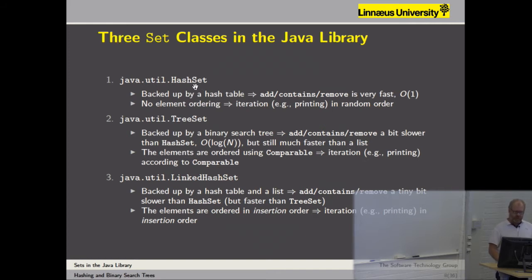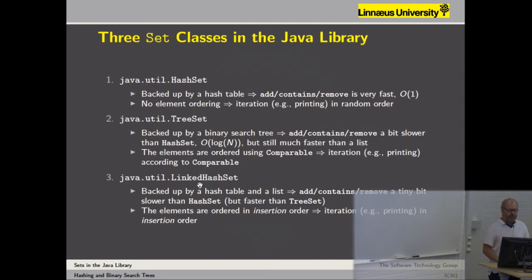Java comes with three versions: hash set, tree set, and something called a linked hash set. This one is the quickest. However, no element ordering. If you are iterating over it, they will come out in a random order. The tree set is slightly slower than the hash set, but they are ordered. No matter what order you are inserting the strings in, they will come out in alphabetical order when you are iterating. So it keeps the elements ordered in some way.